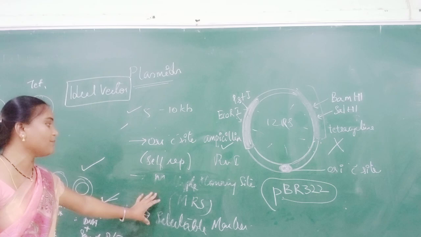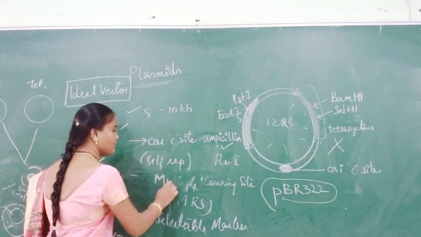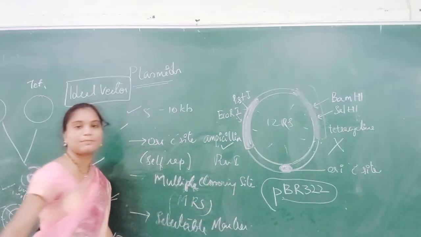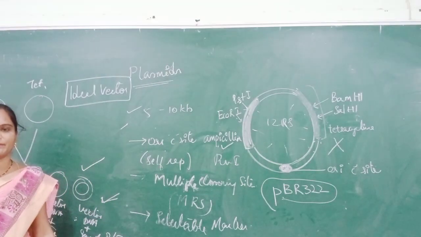So these three are the important points that the pBR322 should obey for your cloning purpose in your genetic engineering experiments. Thank you.